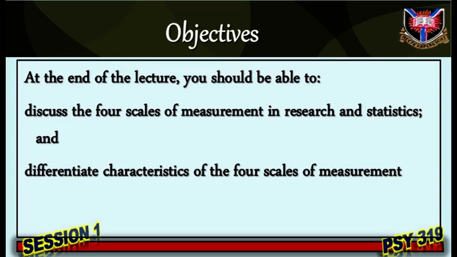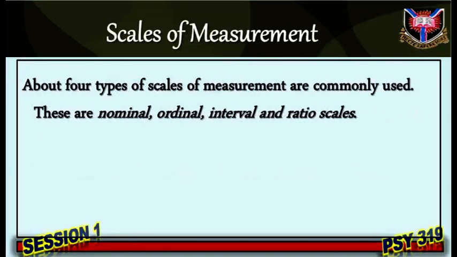Objectives. At the end of this study section, you should be able to 1. Discuss the 4 scales of measurement in research and statistics, and 2. Differentiate characteristics of the 4 scales of measurement. Pretext. 1. Mention and explain the 4 scales of measurement. 2. Differentiate characteristics of nominal scale from the ordinal scale of measurement.